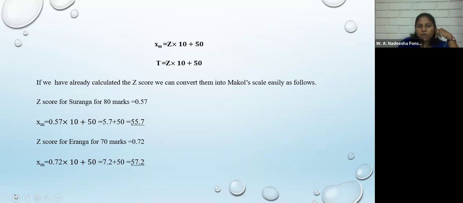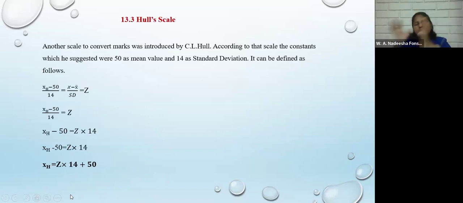So this is McCall's scale, McCall's score or T-score. There is another mathematician called Hull, C.L. Hull. He introduced another score similar to McCall's score. There he gave another constant. He also suggested the mean value as 50 and the standard deviation as not 10 but 14. That is the difference.